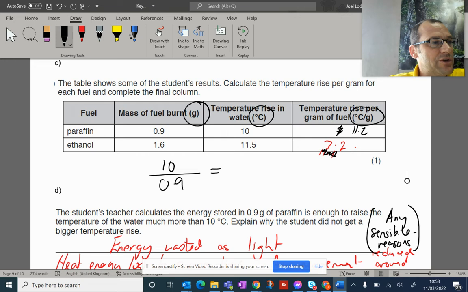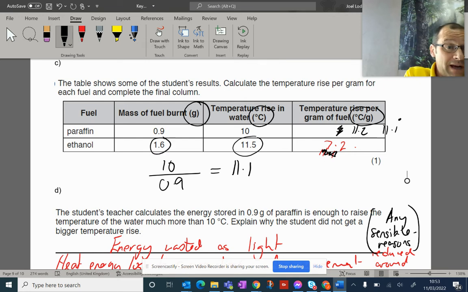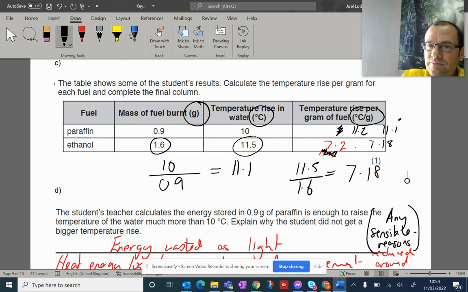Let me just double check. I think 10 divided by 0.9 equals, it's 11.1 recurring. Okay. Same for this one. The temperature rise was 11.5. We had more mass though. So 11.5 divided by 1.6 equals, just check that, 7.2 or 7.18. Okay.